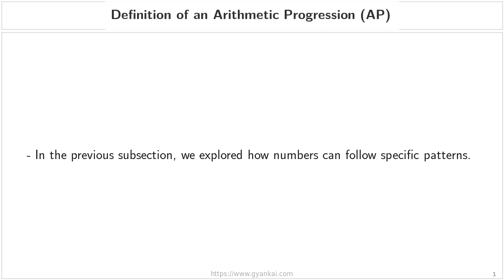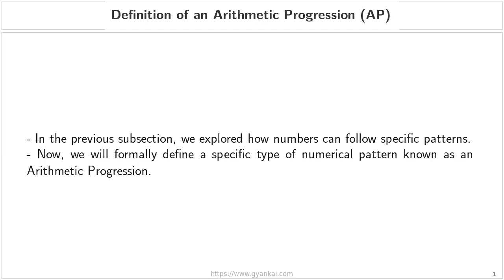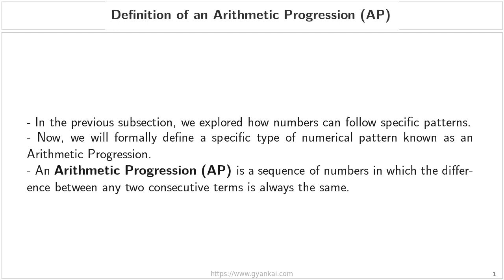Hello everyone. In our previous lesson, we spent some time exploring how numbers can follow specific, predictable patterns. Today, we are going to take that a step further by moving from general patterns to a formal mathematical definition. Specifically, we are going to define a very important type of numerical pattern known as an arithmetic progression, or AP for short. Now, let's look at what this actually means so you can understand the concept.